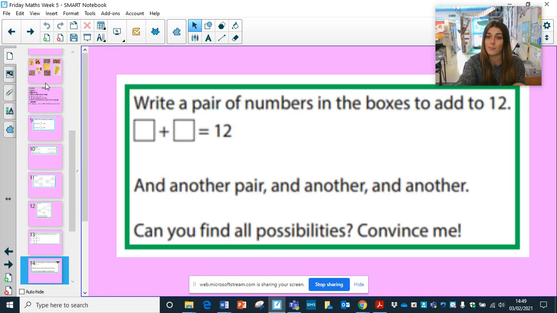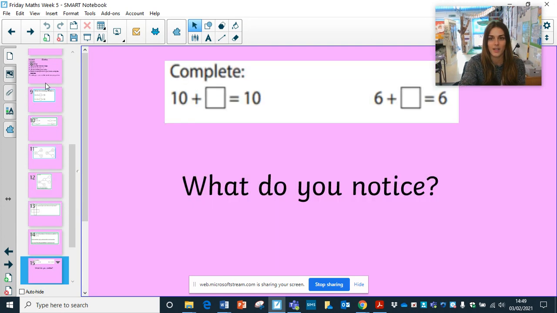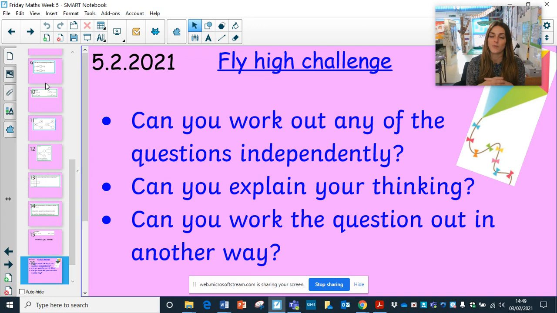Here, can you write a pair of numbers in the boxes to add to 12? And this one is, can you find all the possibilities? How many different numbers can you put into those boxes to equal 12? And then convince me, so show your workings. Again, a missing number to complete. What do you notice about this? Explain your reasoning.